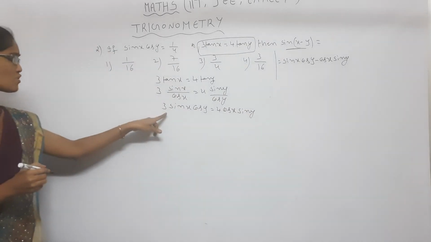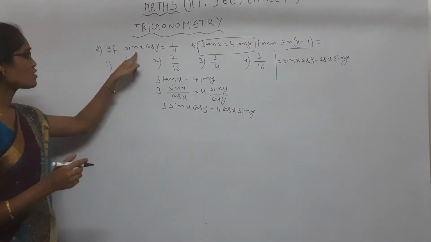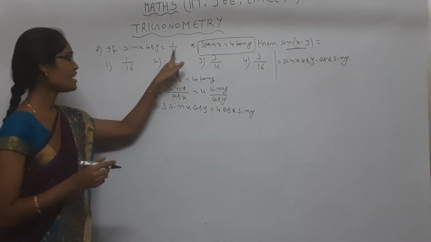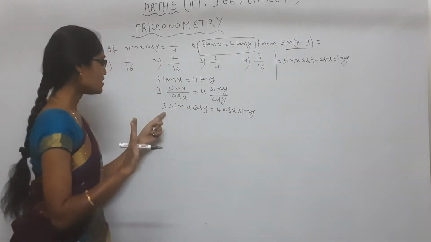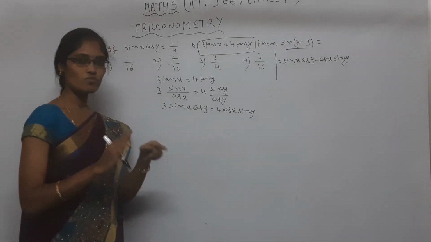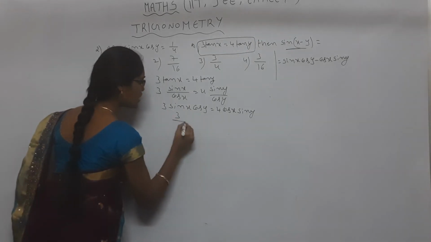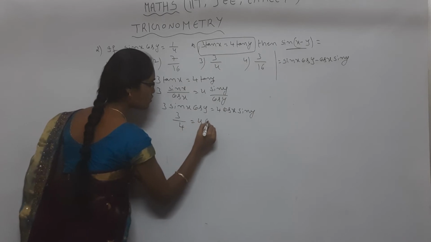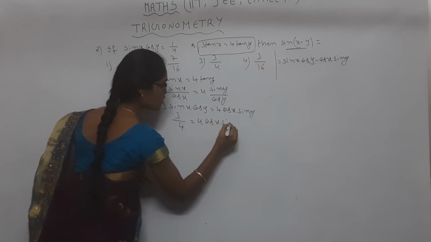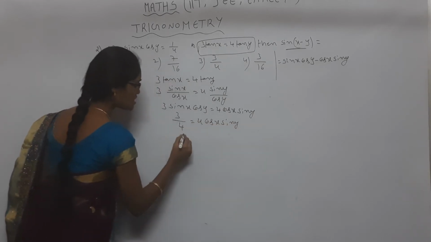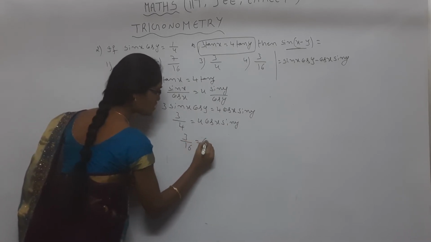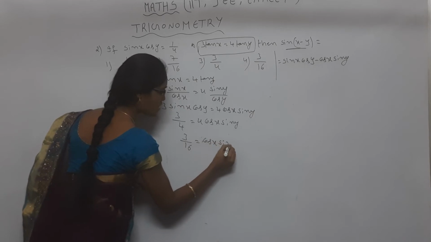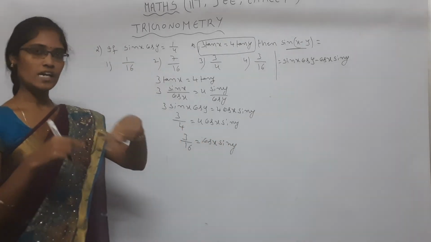Already, in this question, the value of sin x cos y is 1 by 4. So now I am substituting sin x cos y as 1 by 4. So 3 by 4 is equal to 4 into cos x into sin y. Again this 4 goes to this side, so 3 by 16 is equal to cos x sin y. So we'll get the cos x sin y value also.